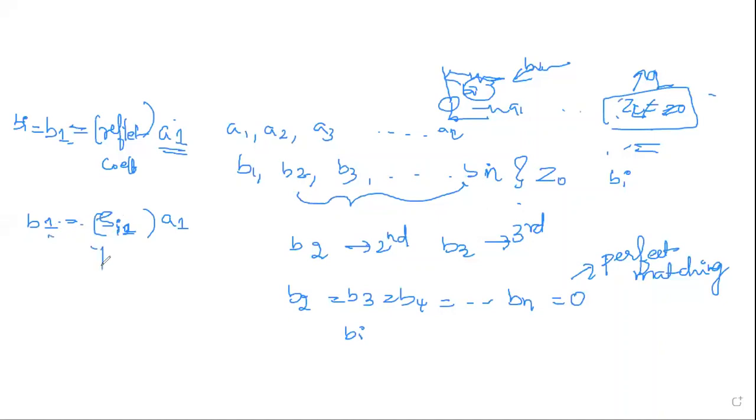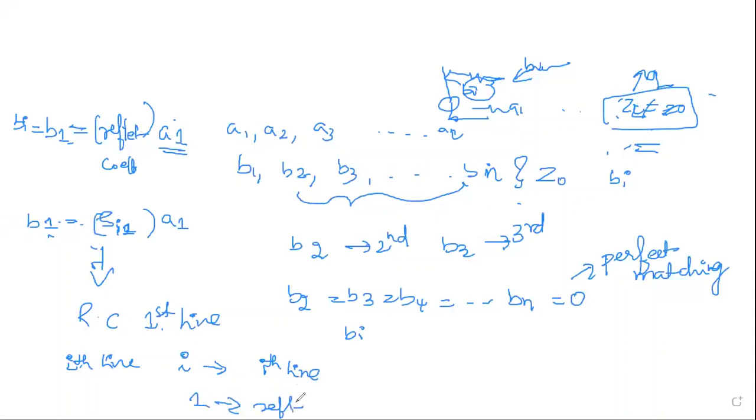So S_i1 will represent the reflection coefficient of the first line due to the source connected at the ith line. So when I say i, it is the source connected to the ith line, but from line 1 you are getting the reflection. So here S_i1 means the first index will represent the reflected wave.